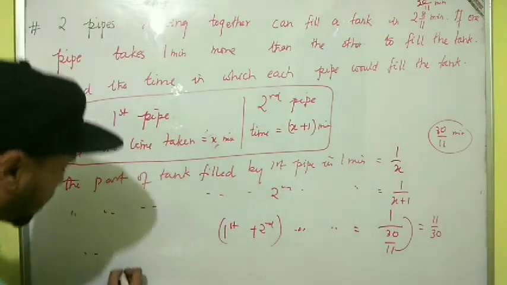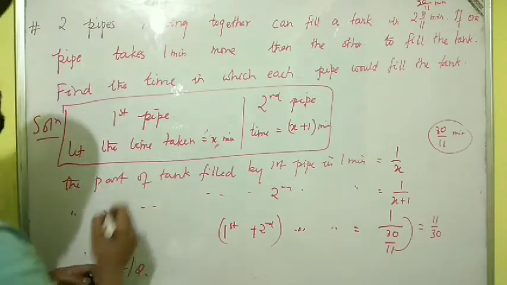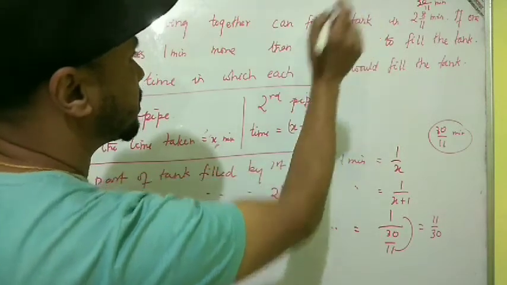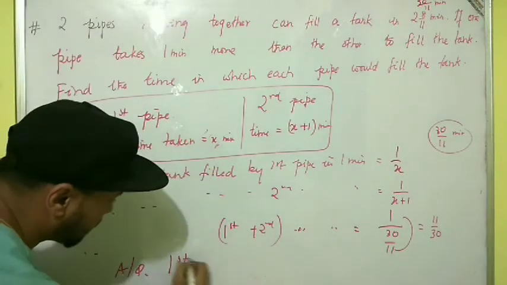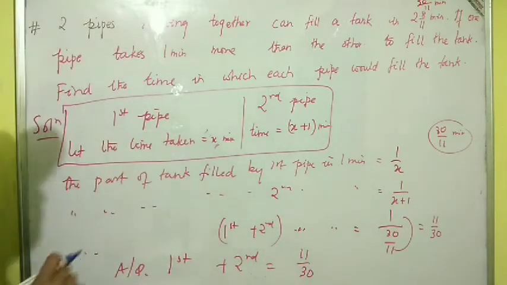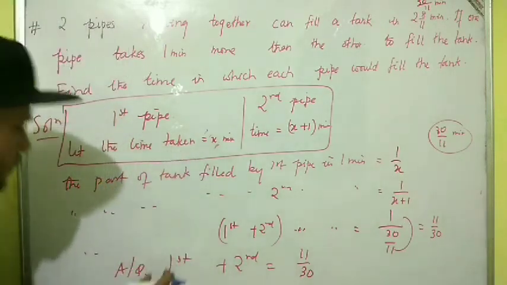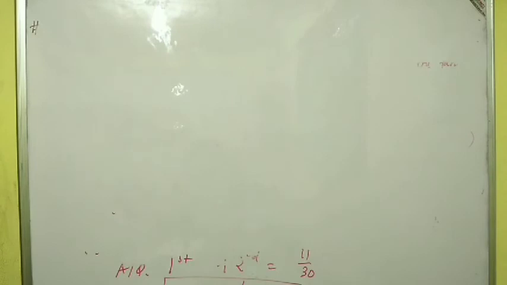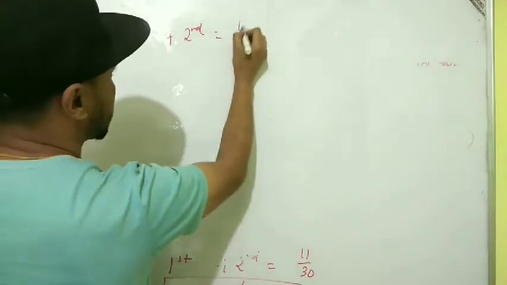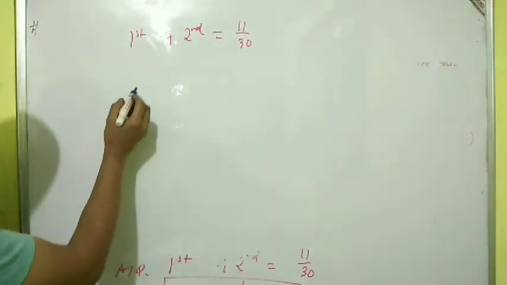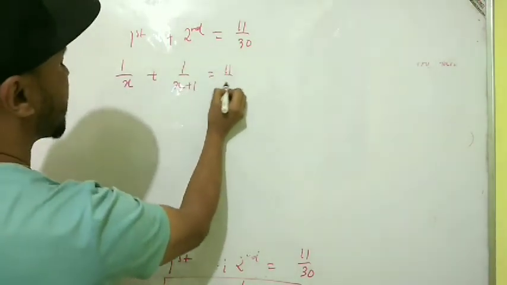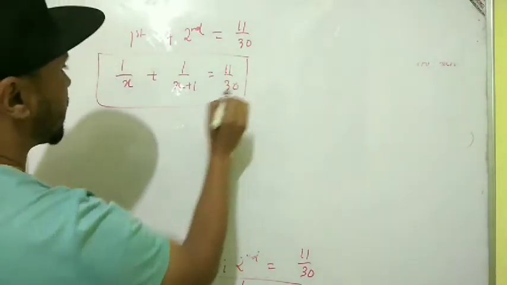Now according to the question, the two pipes running together can fill the tank in this many minutes. So the part of the tank filled by the first plus second pipe together is equal to 11 by 30. But we know that the part filled by the first pipe is 1 by x and the second pipe is 1 by x plus 1, equal to 11 by 30. Now this is the equation. We'll solve it and we'll get x.